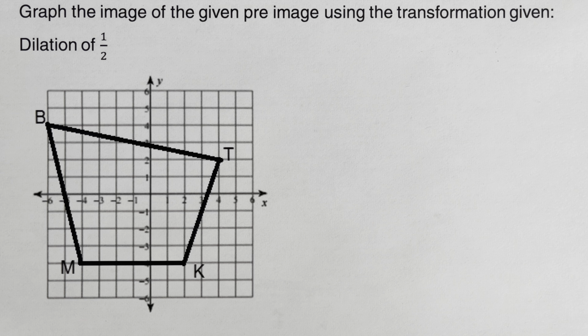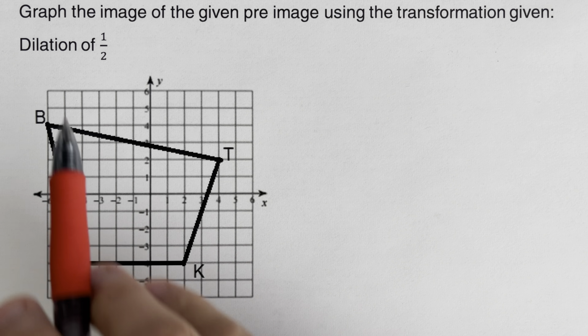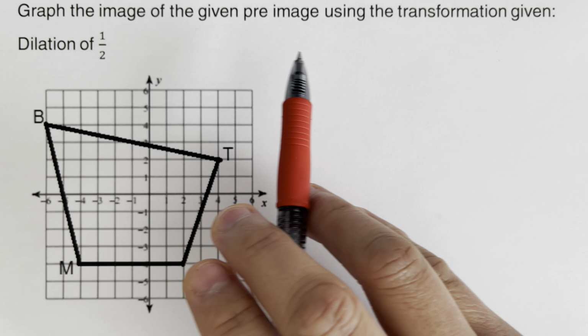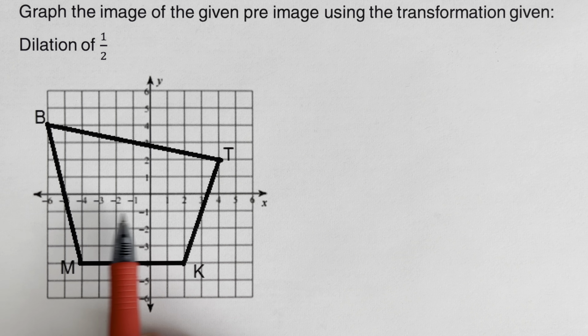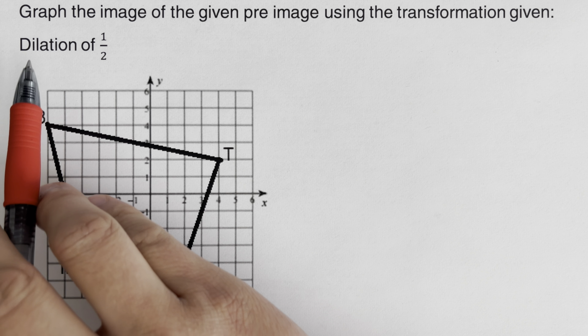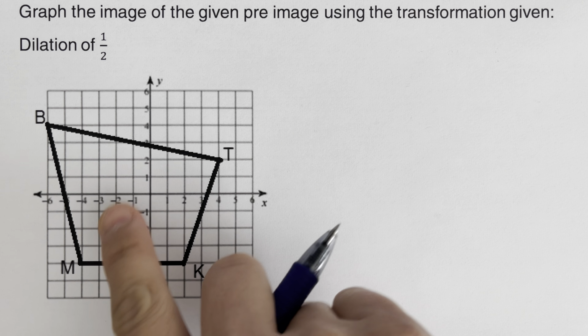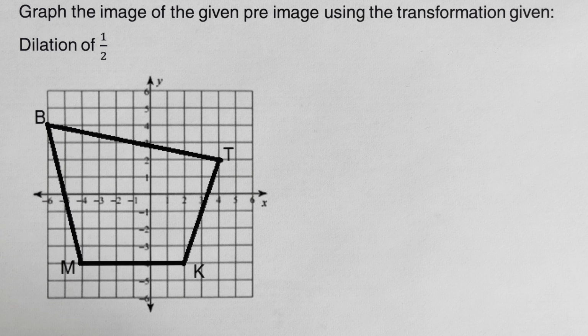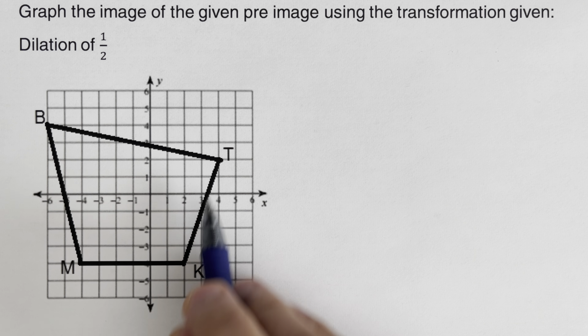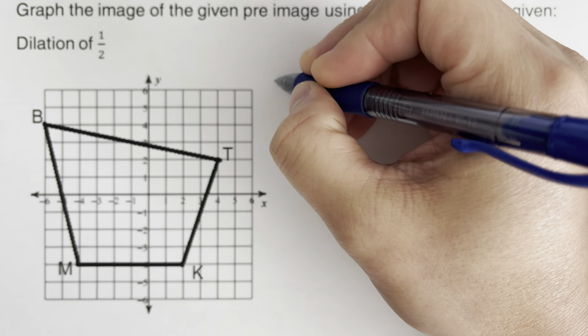Okay, so we go over the problem here. Again, it says here that we're supposed to graph the given pre-image using the transformation given. So this is our pre-image right here, dilation of 1/2. So that we can draw the image for this pre-image right here, we are going to determine the coordinates of all of these vertices.